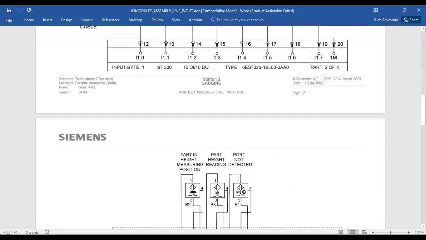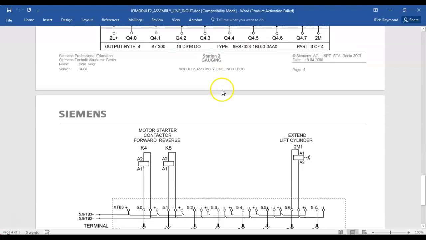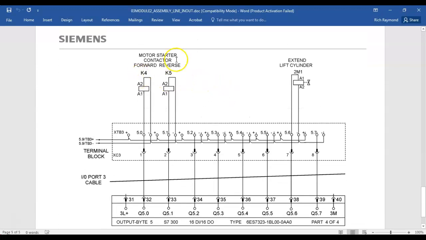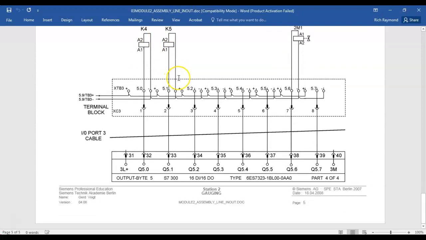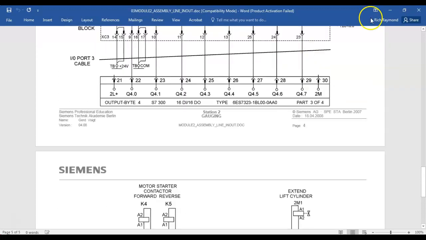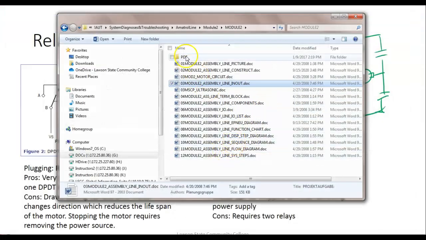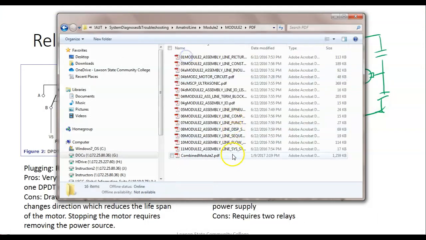No, just to show it. These are the two relays right here. Motor starters, but they don't give us somewhere. Let me bring up the entire book. Let's see, PDF combined.